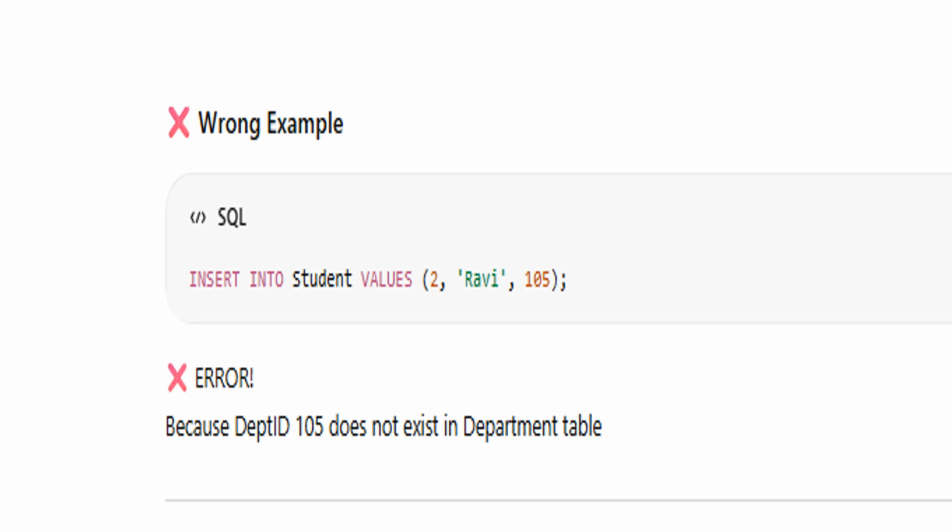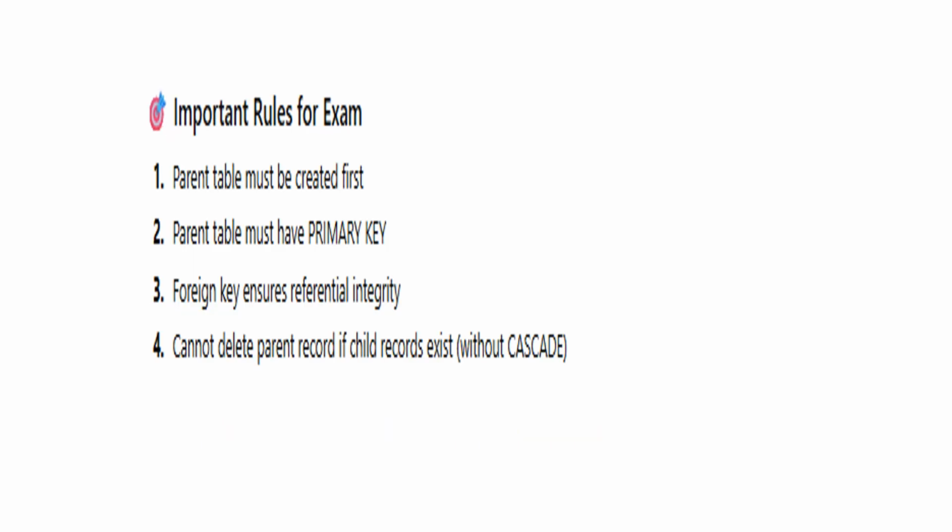But when you are inserting the values for Ravi, you give 105, but 105 is not there in your first table. So when you are inserting into your child table, you must refer to your parent table's information, and then you can insert it. Otherwise your data cannot be inserted. Rule for your exams: the parent table must be created first.